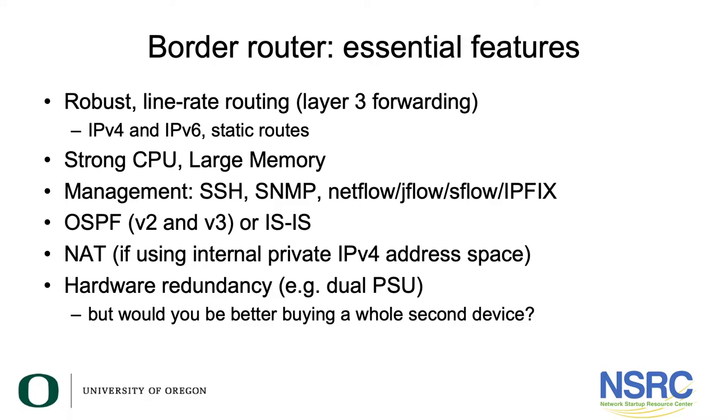It's also essential to have dynamic routing protocol support through OSPF, both OSPF v2 and OSPF v3, or ISIS. NAT is necessary as well if your campus is using private IPv4 address space internally. Hardware redundancy can be useful too, especially a dual power supply. But then we're back to the same question, would it be better buying a whole second device to give us far better redundancy options?